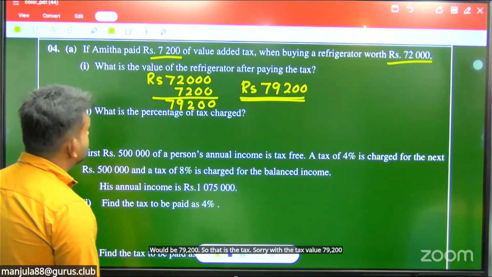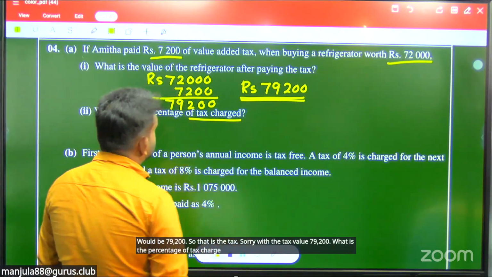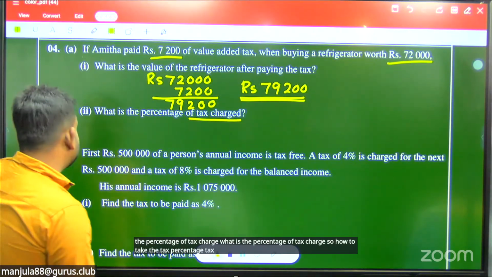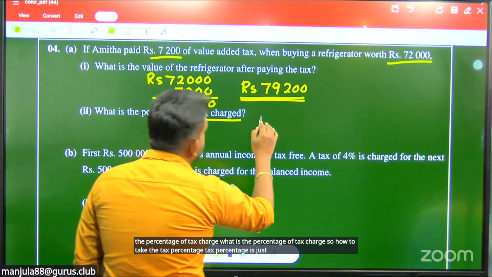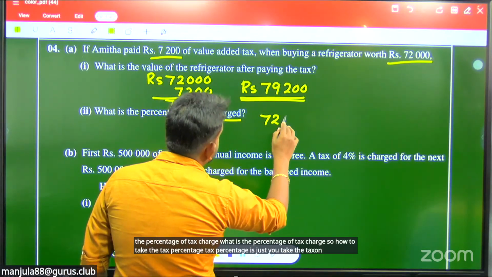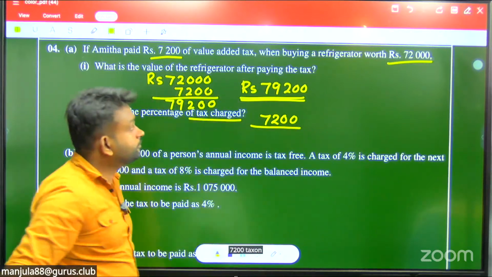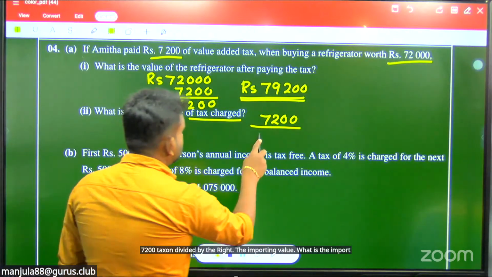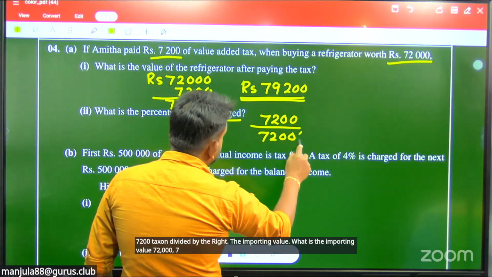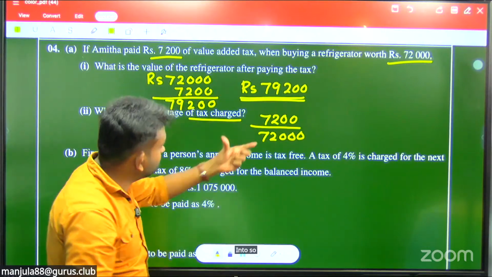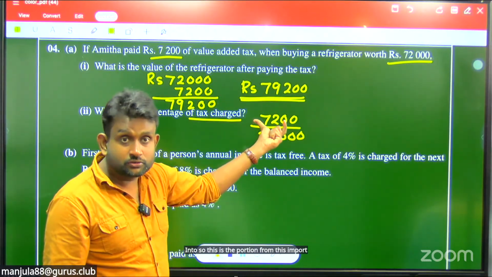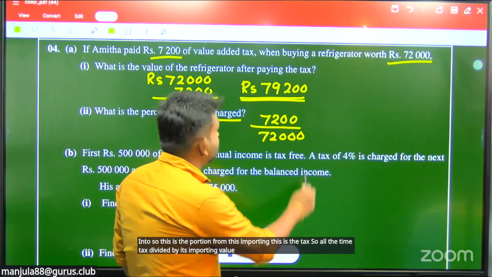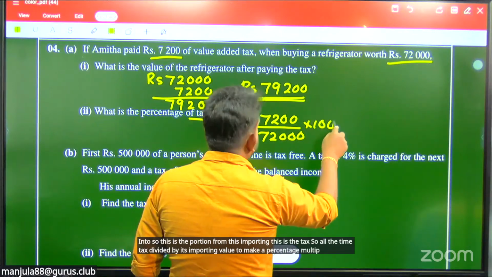What is the percentage of tax charged? So how do we find the tax percentage? You take the tax, 7,200, and divide by the importing value. What is the importing value? 72,000. This is the portion from the importing value, and this is the tax. So all the time, divide the tax by its importing value and multiply by 100% to make a percentage.